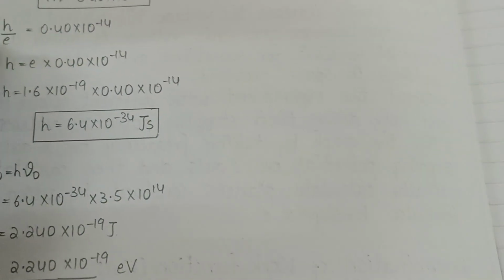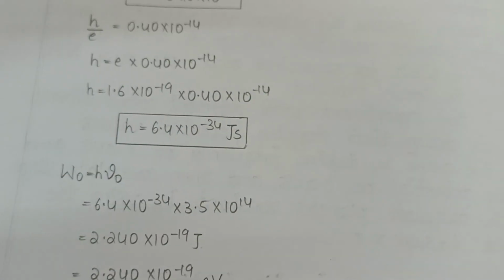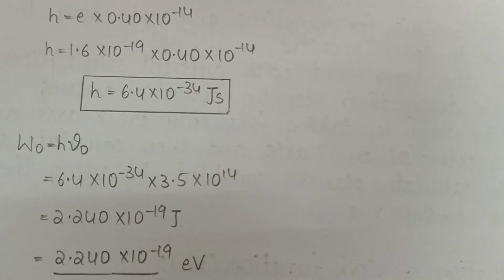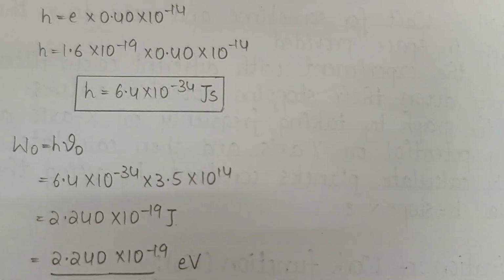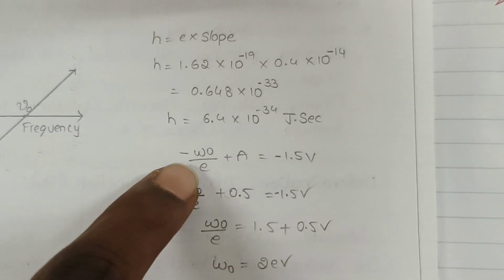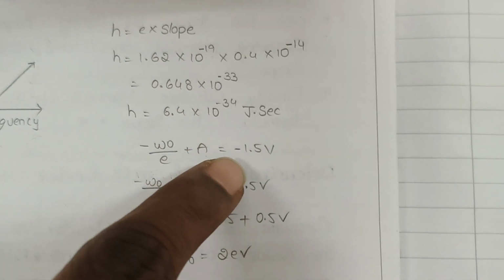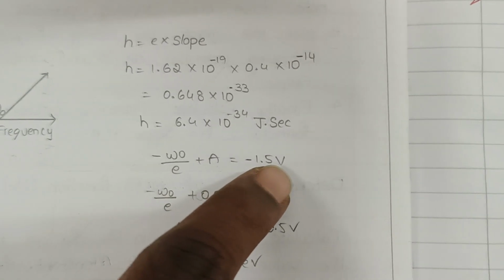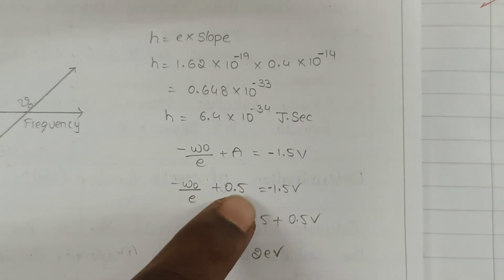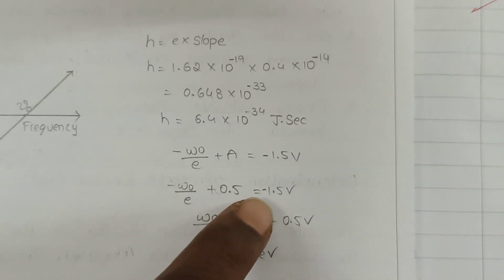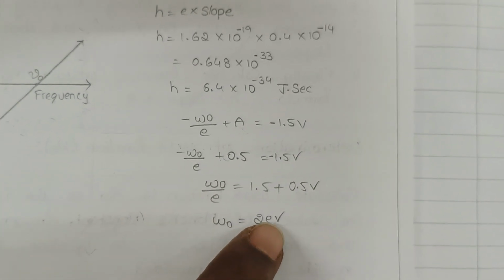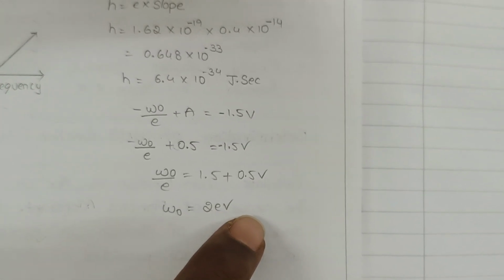After that, we will do the calculation for work function. So work function we can calculate by using the following formula. Here the y-intercept represents minus w naught by e plus a, that is equal to minus 1.5 volts, minus w naught by e. Here this is the contact potential 0.5 given, so that is equal to minus 1.5. Finally we will get w naught, the work function, is equal to 2 volts.